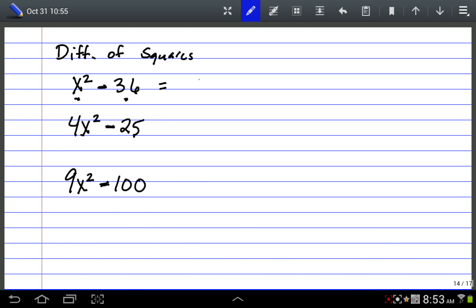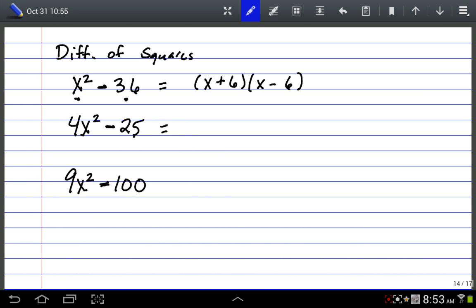So it will be the product of 2 conjugates, x and 6 and x and 6. Now remember, conjugates have to have different signs. So one is plus, one is minus. And there again, it doesn't matter which one is plus and which one is minus because the order doesn't matter. Let's look at the next one. You've probably figured out this pattern by now.